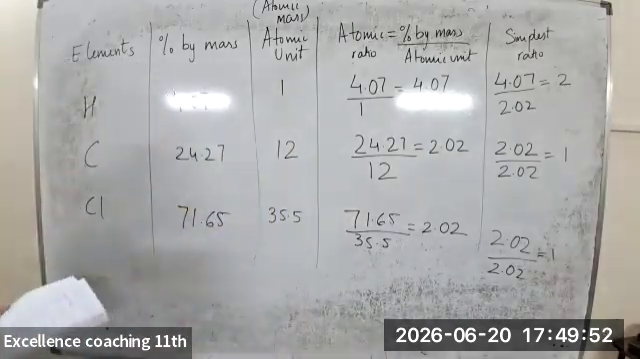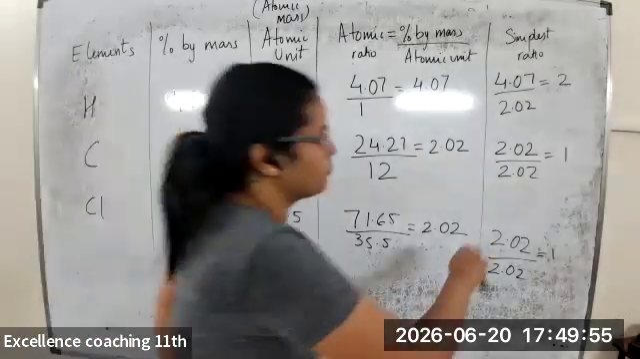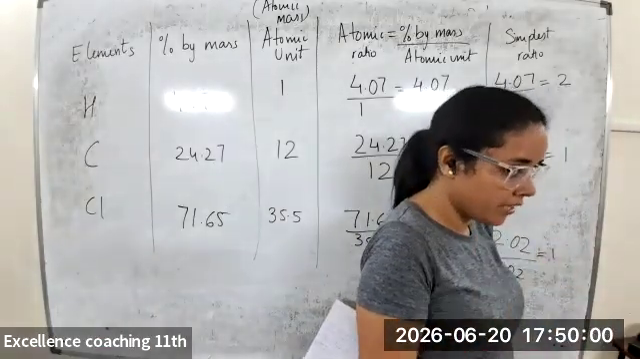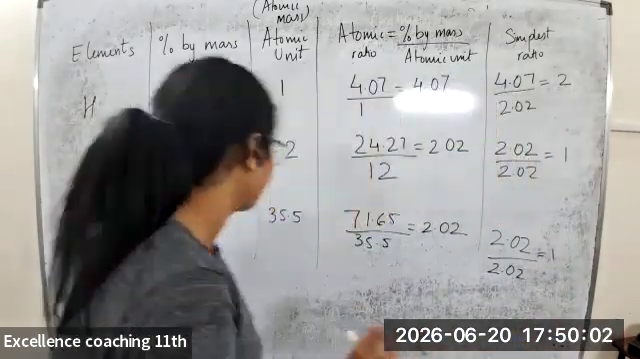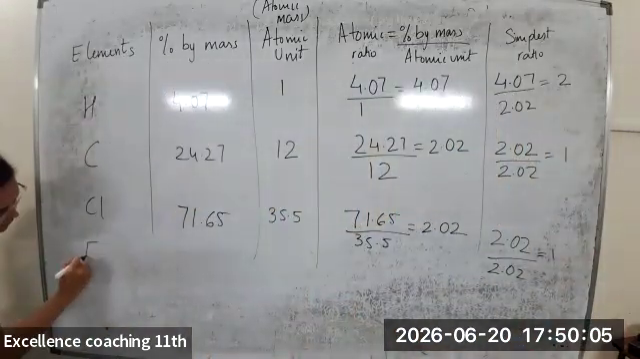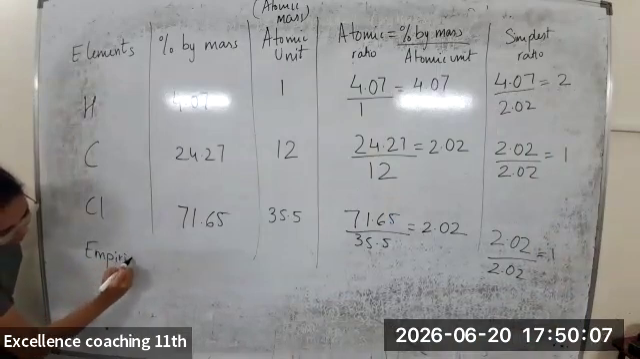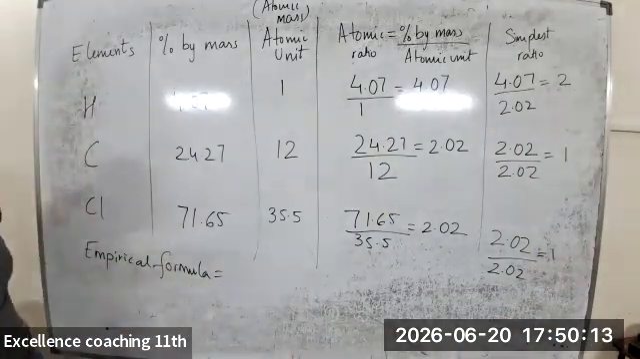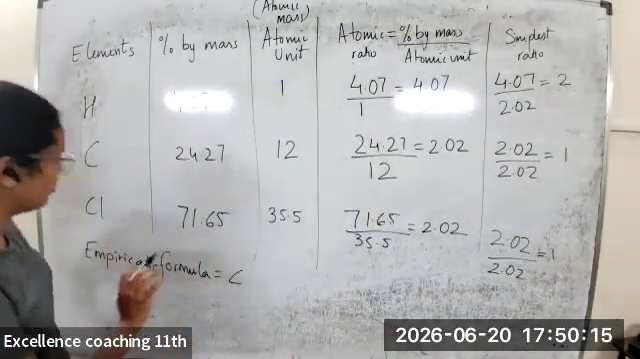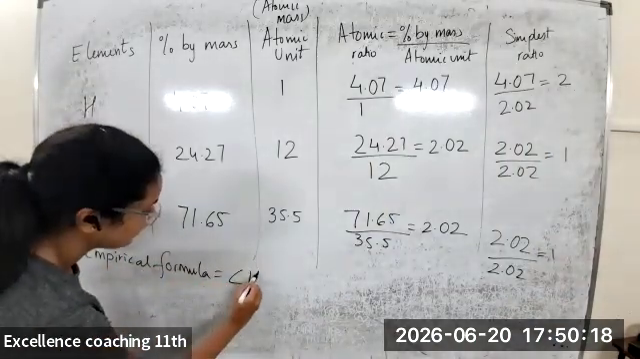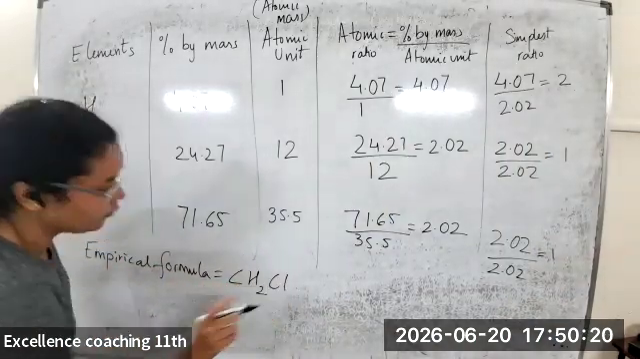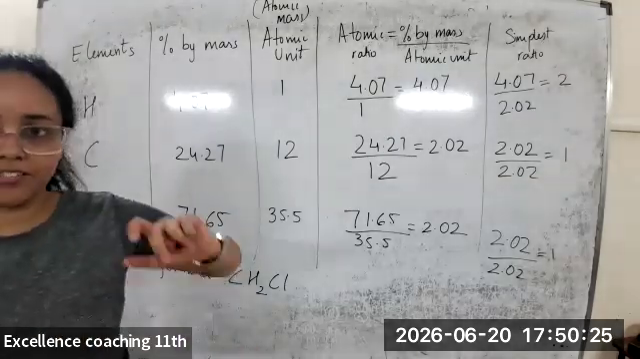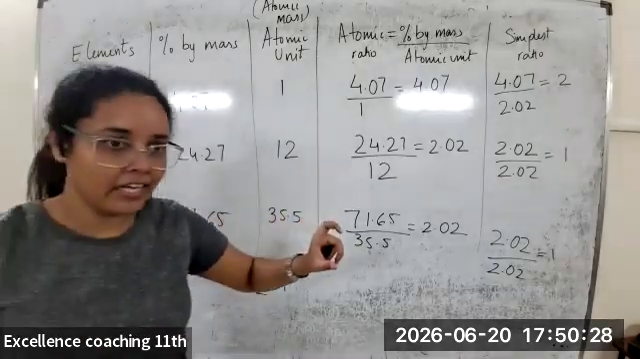Okay. So now what information are we getting? This, not the simplest ratio, will give us the information for the empirical formula. Okay. So basically our empirical formula will be C1H2 and 1Cl.